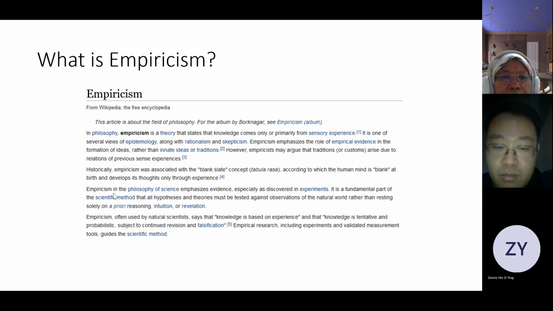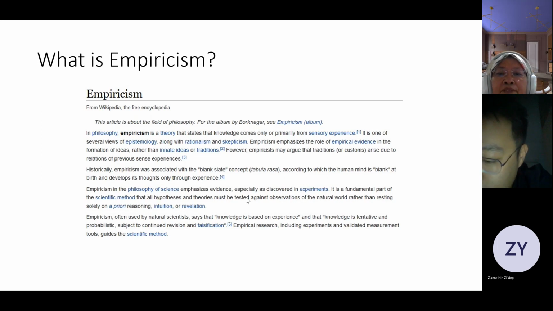Okay, so empiricism in the philosophy of science emphasizes evidence, especially as discovered in experiments. It is a fundamental part of the scientific method that all hypotheses and theories must be tested against observation of the natural world, rather than testing solely on a priori reasoning, intuition, or revelation.